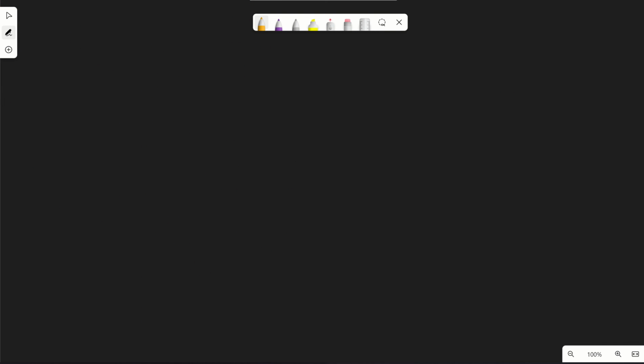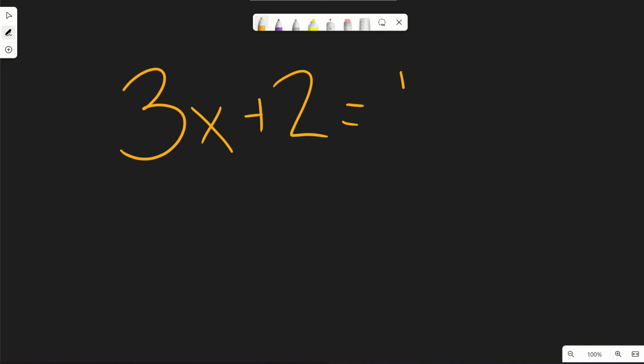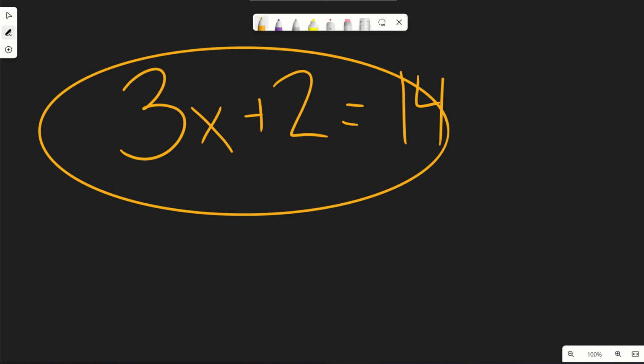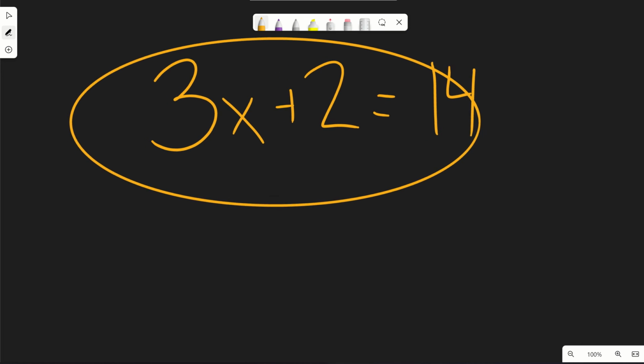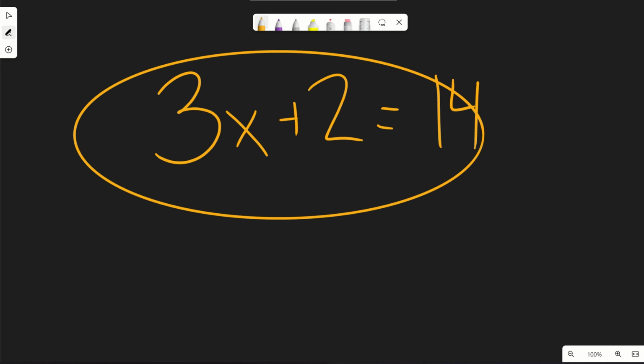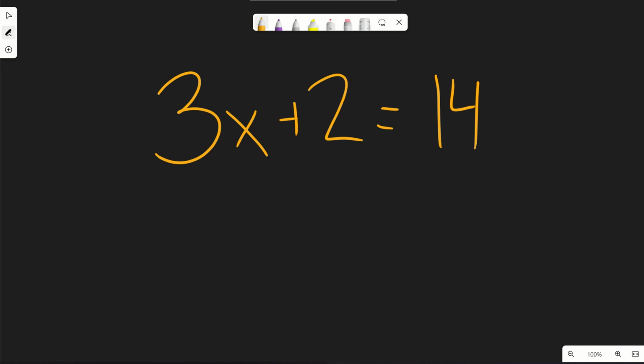All right, look at this problem here. Let's say I have 3x plus 2 equals 14. All right, work through some of my questions here before you go.